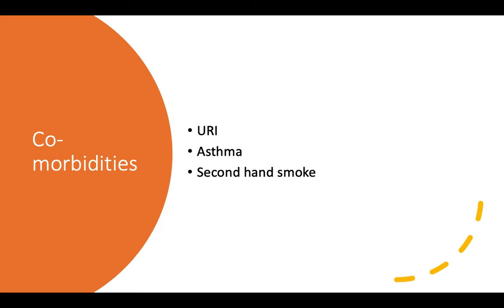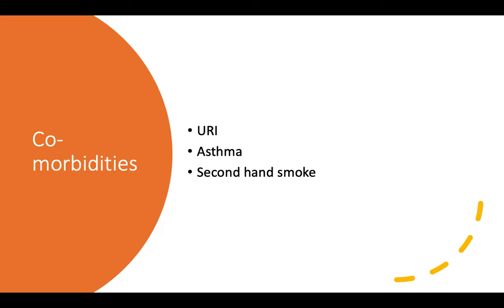URI. What questions do we ask? We need to really know what the severity of this illness is. Ask about fevers. Ask about if there's copious, purulent nasal drainage. Has the child been eating okay? How's the activity been? All these give you some clue to the severity of this illness.